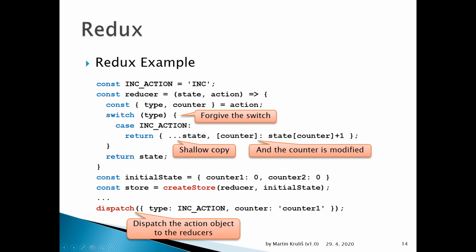Normally there are much better ways how to write this code than with the switch case construct, but for the time being it should do. And this construct will recognize the type of the action, so it will recognize that this is the increment action, and create a shallow copy of the state, because we are modifying only one counter in the state, so we can afford to shallow copy the rest of the state, because we know that states are immutable. And we will replace the counter in question. These brackets mean that the counter variable is dereferenced as a string, which is used as the property name, and we will increment it, so we will use the old value plus 1 to create the new value in the new state.